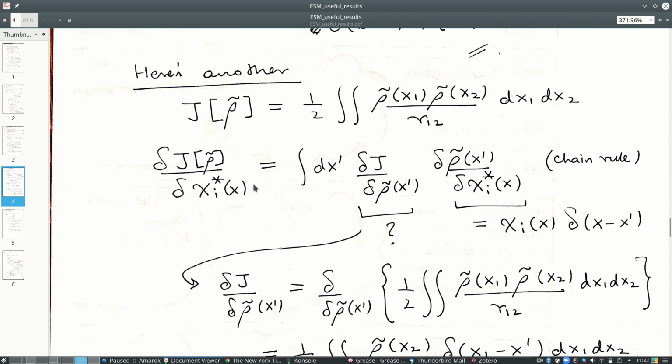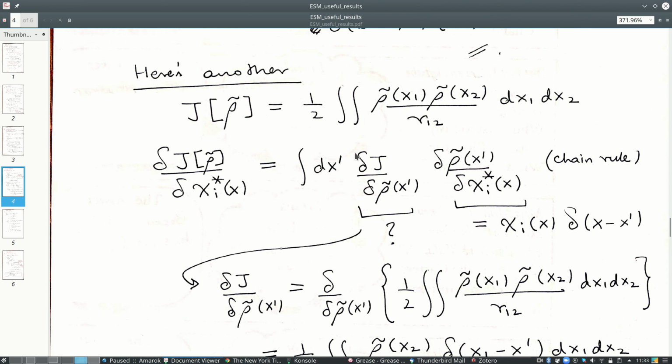Okay, so we write this then as the integral over dx prime, that's our auxiliary coordinate, x prime. It must not be the same as the coordinate in here, which is x. Then we have the functional derivative of J with respect to the rho tildes at x prime, that's where this links in, and then the functional derivative of rho tilde at x prime with respect to this thing here, which is chi I star x. Now we already know what this thing is equal to. This is going to be equal to chi I x, should be x prime, of delta x minus x prime.